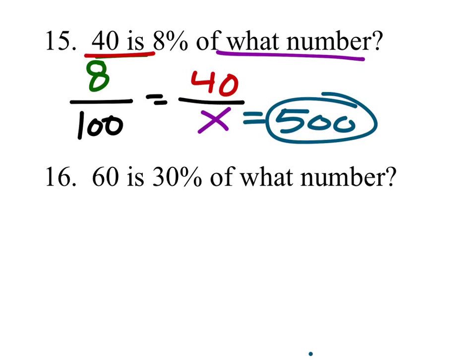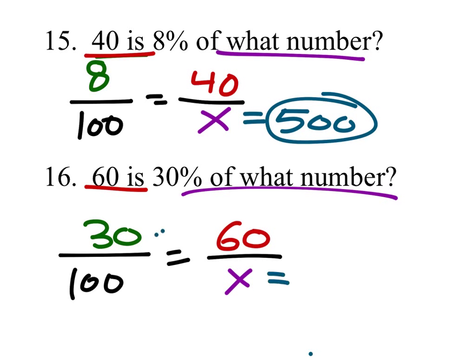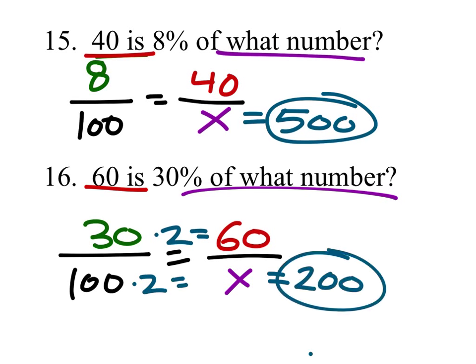Next up is 60 is 30% of what number? This one's going to set up the same way. Out of 100, we do have the percent at 30. We just don't know of what number, so that's our unknown. And the 60 is. So we got this right here. Once again, using whatever method you like, solving at these, I would use scale factors in this case, and that would give me 200. So that would be our answer.